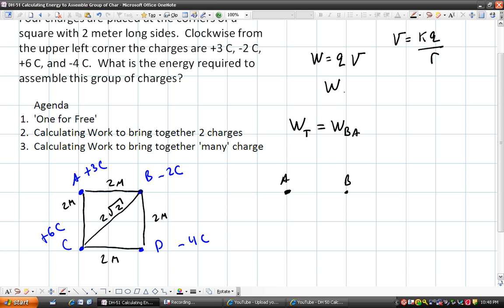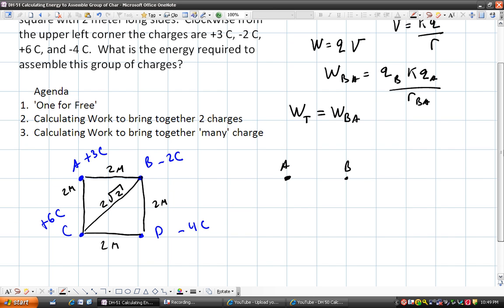the work on B due to A is going to be equal to Q B, because that's the charge that we're bringing in, times the electric potential due to A, which is going to be K Q A over the distance from B to A, or A to B, however you look at it. Again, this is a scalar, so you don't have to worry about direction. That makes it a lot nicer.